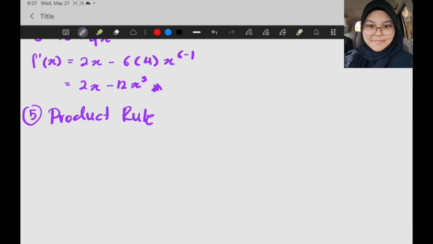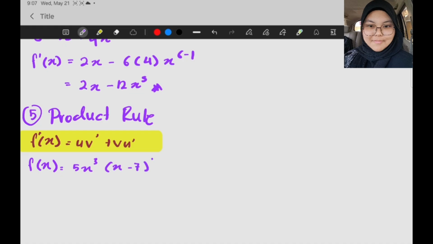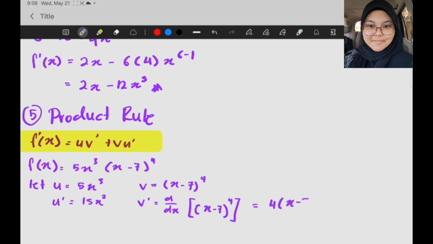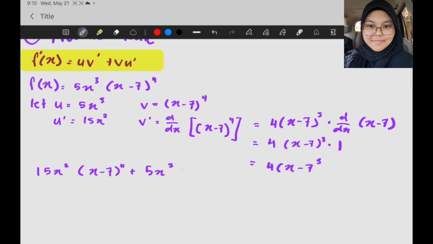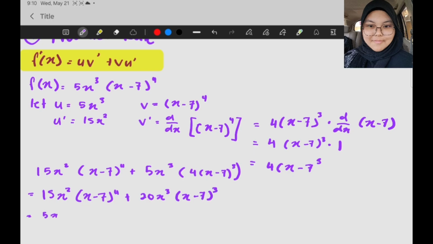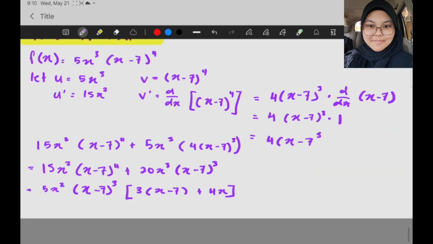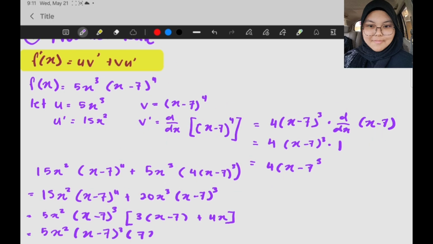The fifth rule we have is the product rule. If two functions are being multiplied, we use the product rule. For this question, we first separate them as u and v, then differentiate each of the parts. As you can see here, for u we use the power rule, and for v we use the chain rule that I will explain later. After we differentiate each of the parts, we will use the formula of the product rule to get the answer. We will substitute u v prime plus v u prime with the answers we get here. And this is the last answer.